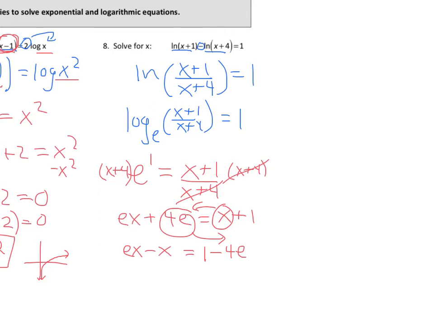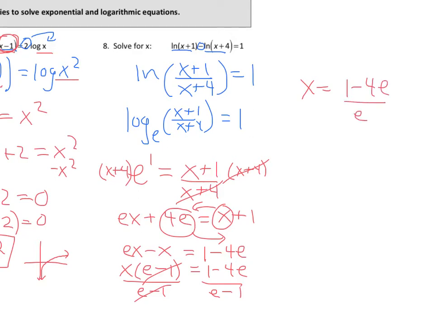And now I can factor x out on the left side, and I'll get x times e minus 1 equals 1 minus 4e, and then I can divide both sides by e minus 1 to get x by itself. The e minus 1's cancel here, and we get x equals 1 minus 4e over e minus 1. That's a goofy looking answer, but remember that e is just a number, so I could plug this into my calculator and get a decimal approximation if I wanted.